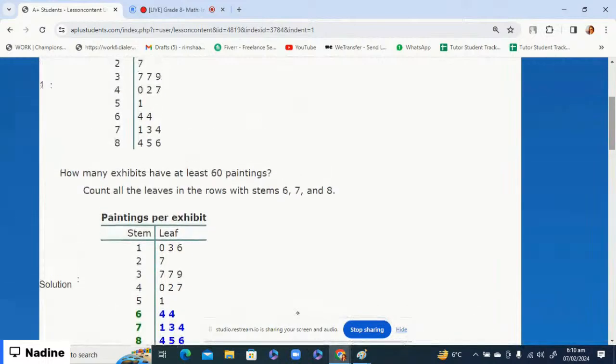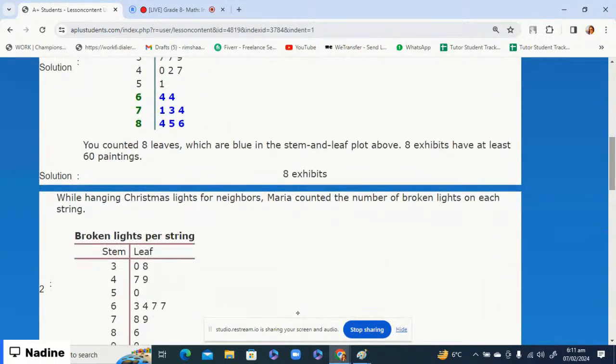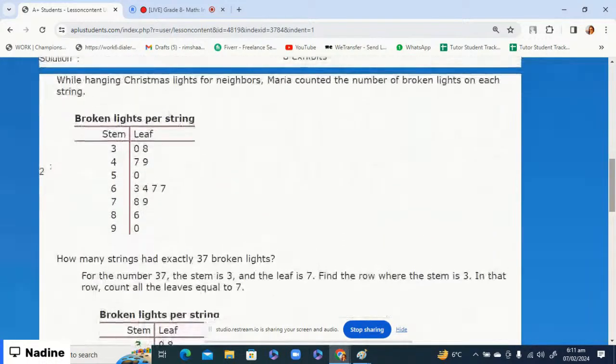So how many of it? It's 4. Here are 2. Now it's 1, 3, 4. So how many exhibits have at least 60 paintings? For 6, it's 2. For 7, it's 3. Then for 8, it's 3. Count it: 1, 2, 3, 4, 5, 6, 7, 8. So the total is 8 exhibits.